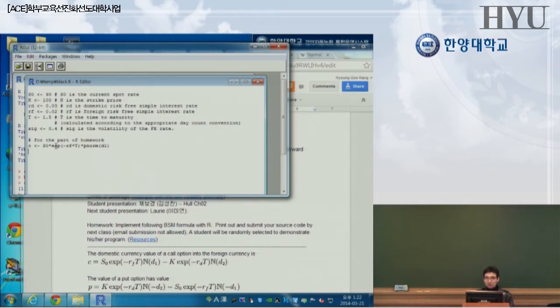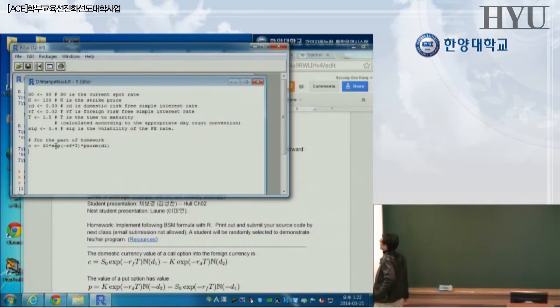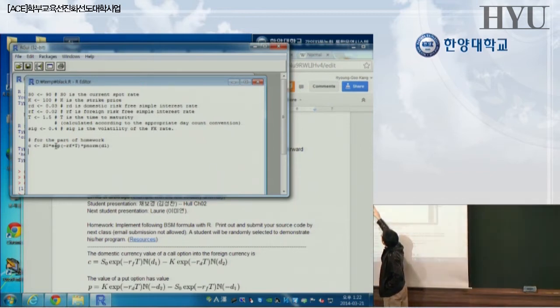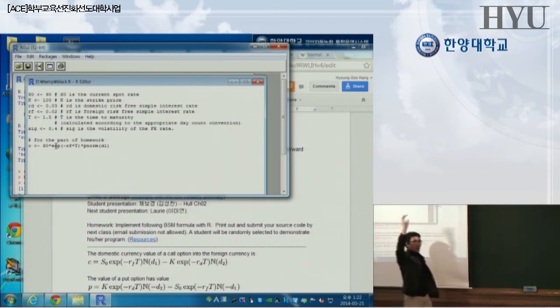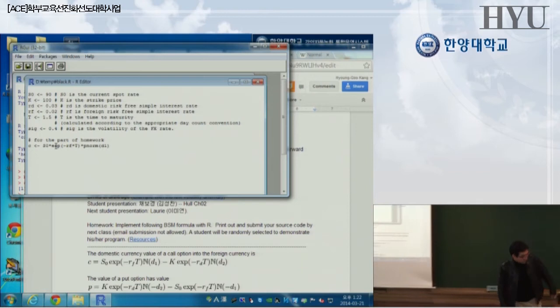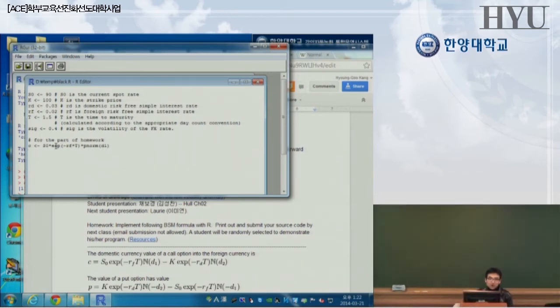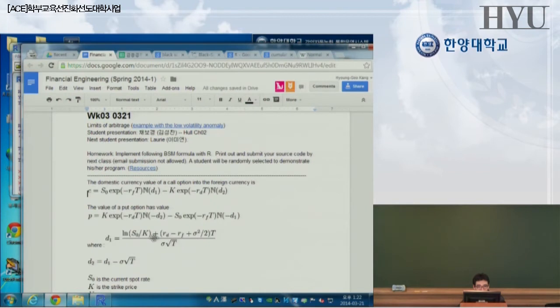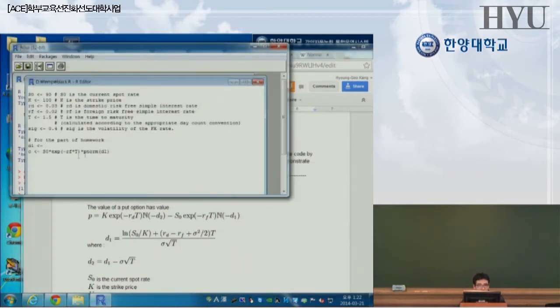Of course you have to add the other part, but there is one small problem. Here I use d1, but d1 is not defined beforehand. So I have to define d1 first. So d1 equals, okay, and then what is the d1 over here? There is an answer. d1 looks like this.